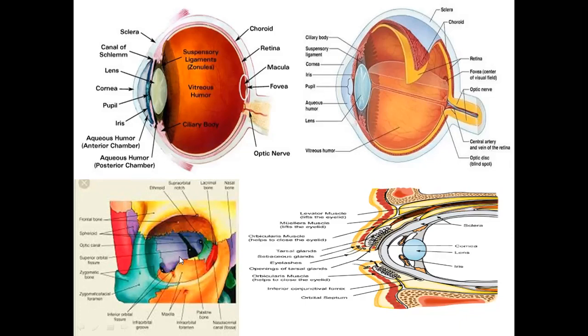So inside the socket, a few bones are present. That is the lacrimal bone. This is the ethmoid bone. This is the lesser wing of sphenoid. This is the greater wing of sphenoid. And to know each and every wall of the orbit is very necessary, because in fractures, the superior wall, the inferior wall, the medial wall, the lateral wall, or the floor of the orbit is damaged or fractured. So that's why we have to know the clear anatomy of the orbit.